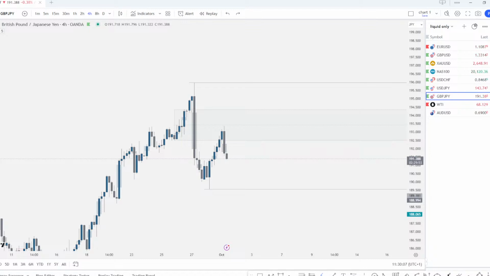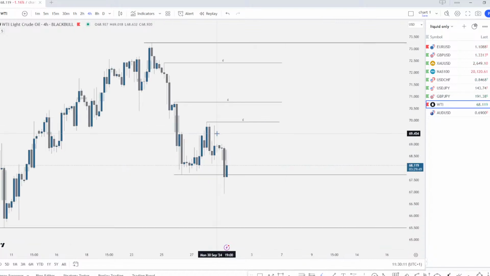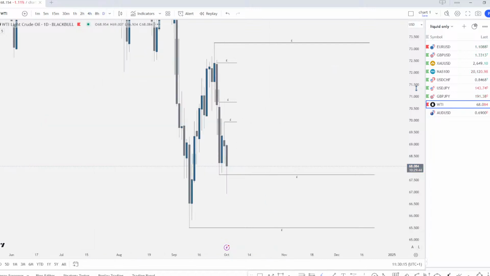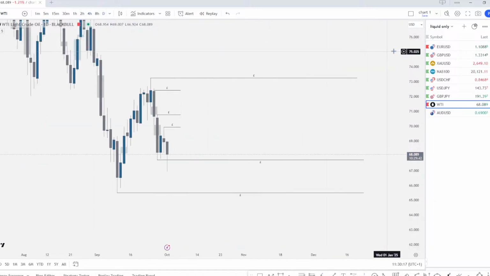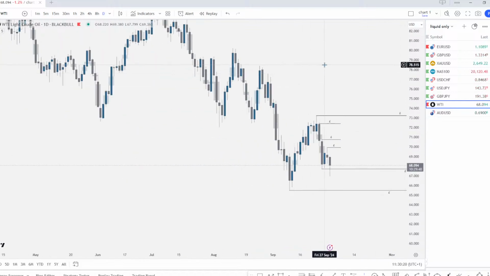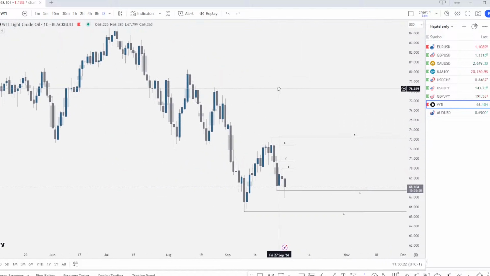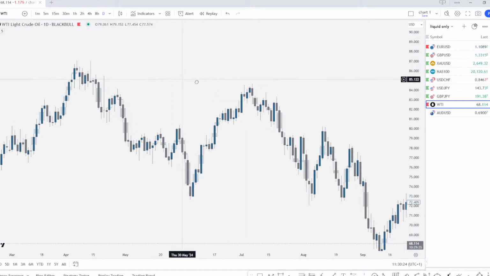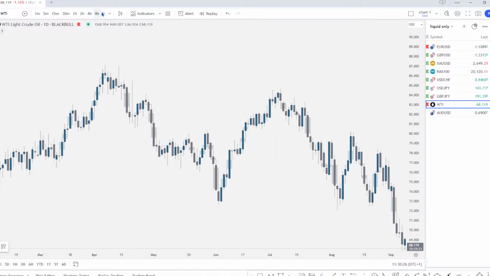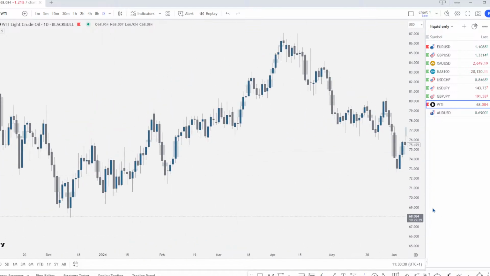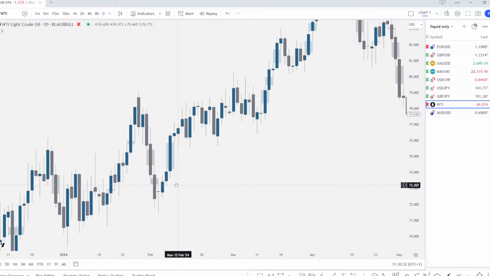Can you take a look at oil? Sure thing, buddy. Let's see. Yes, so oil itself is still moving great. So just before we go into this, Andre, I'm just going to show everybody a very simple principle as to why we use the daily time frame as our bias. I'll start from over here. Okay, very, very simple.